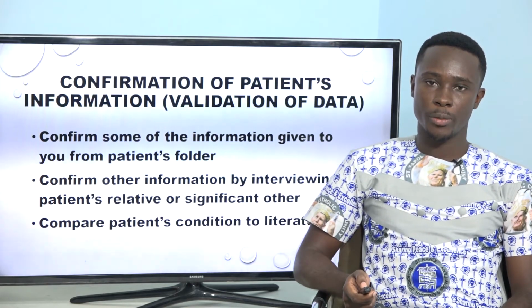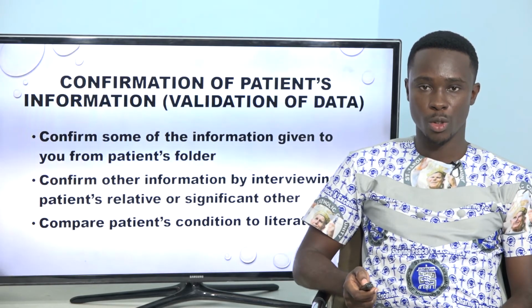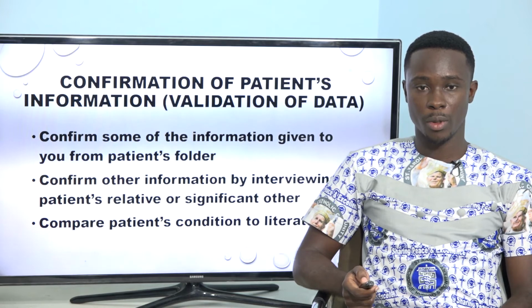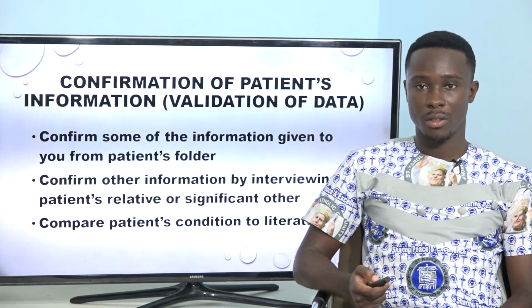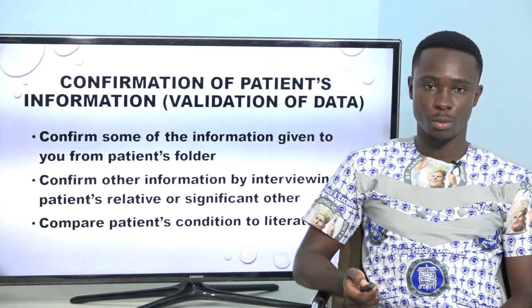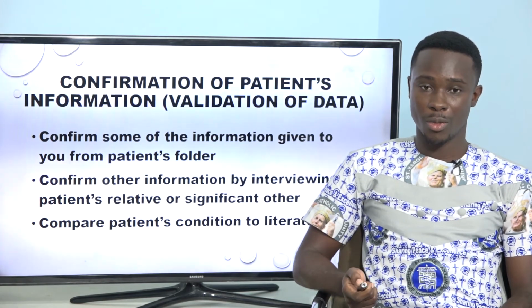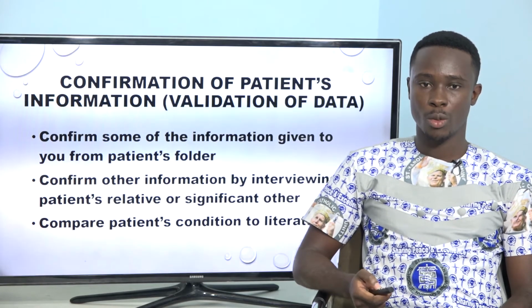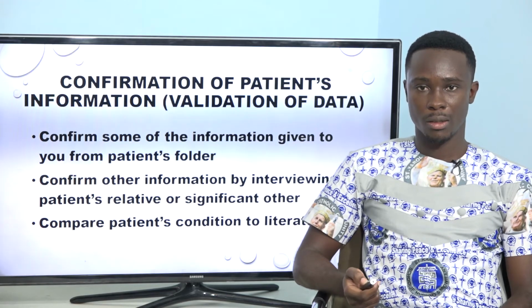So confirmation of patient's information is the same as validation of data, which we have talked about also in Module 1. You confirm some of the information given to you from the patient's folder. So when you interview, the patient will give you the information telling you that he was born here, he lives here, his date of birth is this, and all that. So in the folder, you realize that we take some particulars from the patient, which is the patient's name, his date of birth, where he stays, and a few other things.